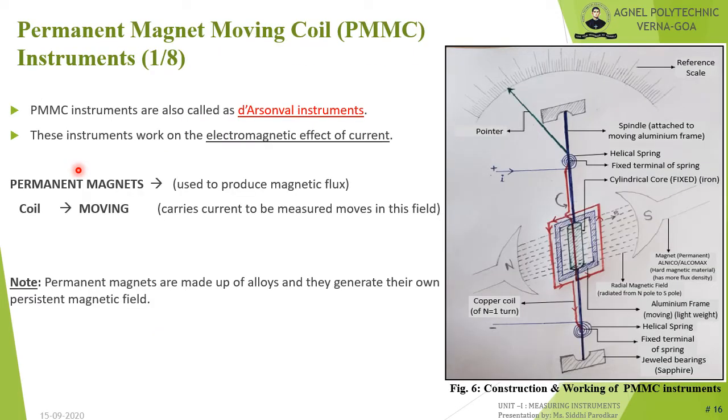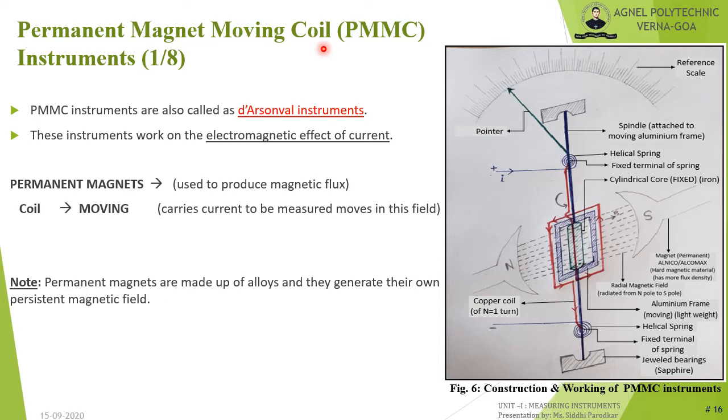Let us learn about permanent magnet moving coil instruments or PMMC instruments. PMMC instruments are also known as D'Arsonval instruments. These instruments work on the principle of the electromagnetic effect of the current. These instruments use permanent magnets which are made up of alloys, and they can generate their own persistent magnetic field. These magnets are used to produce magnetic flux. The coil which is used in this instrument is moving, it's not fixed. Hence the name permanent magnet moving coil.